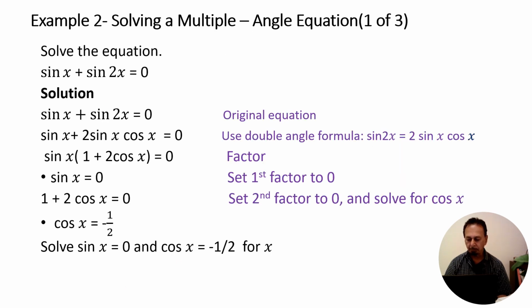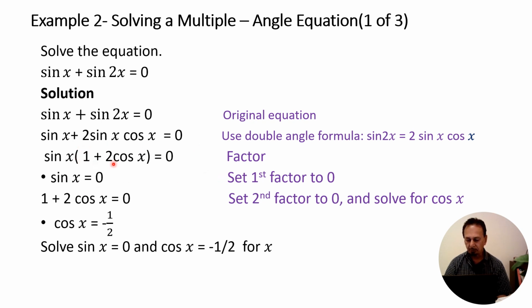So here is example 2. We're going to solve sine x plus sine 2x equal to 0. Again, we cannot factor, so we have to apply some kind of formula on sine 2x, and we do have a double angle formula: sine 2x is 2 sine x cosine x. So we replace sine 2x with this, and the equation becomes sine x plus 2 sine x cosine x. Now you can notice we can factor out sine x.